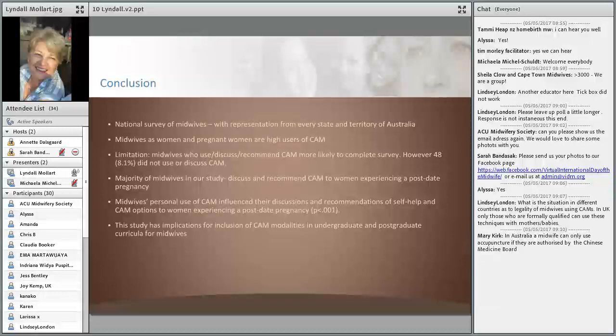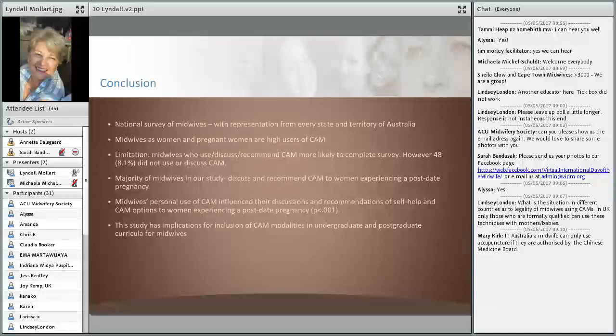So overall, the majority of respondents did discuss or recommend CAM to women experiencing a post-date, and personal use did influence their decisions and recommendations of strategies to women. However, midwives need to have the confidence and the knowledge to discuss these strategies in an evidence-based approach. I believe, and a number of other authors such as Hall and Tyrion believe, that CAM options need to be included in nursing and midwifery education programs, including their existing safety and efficacy data.